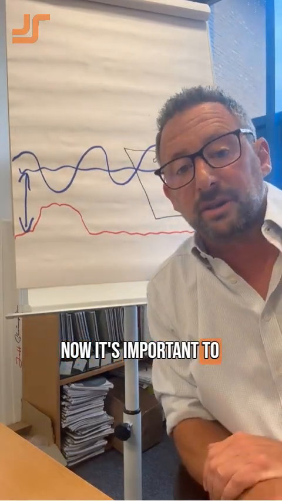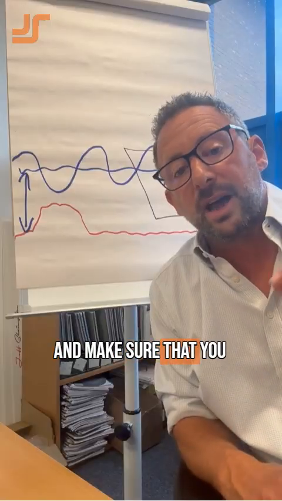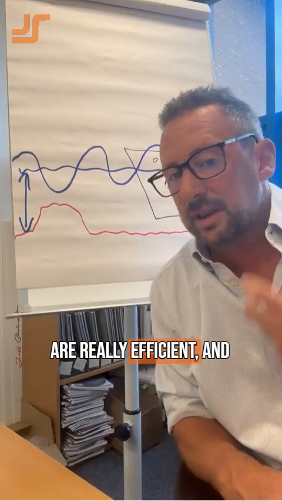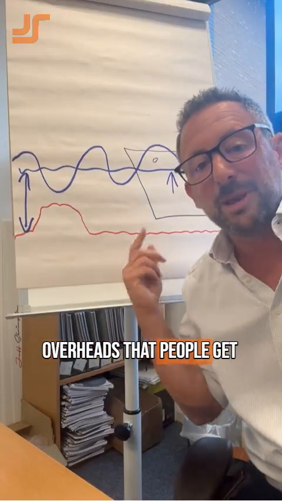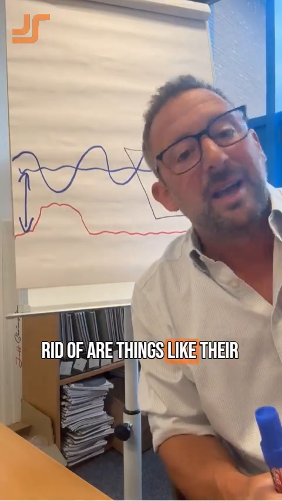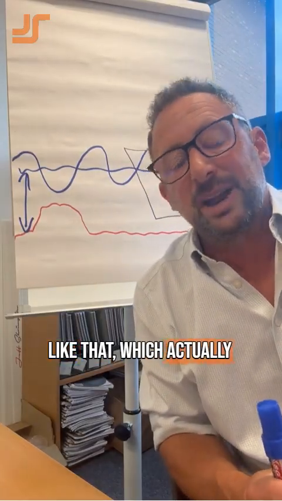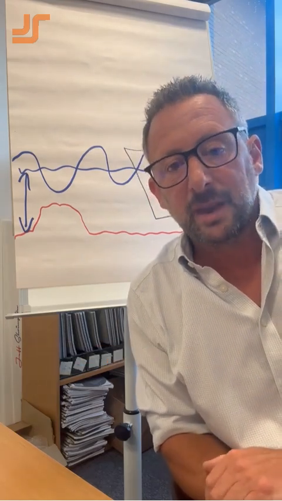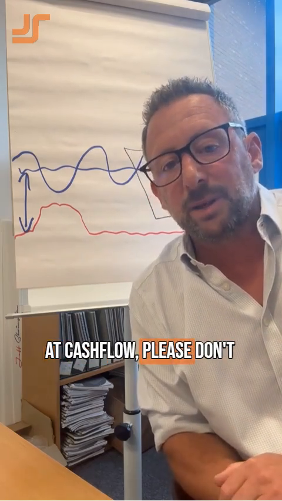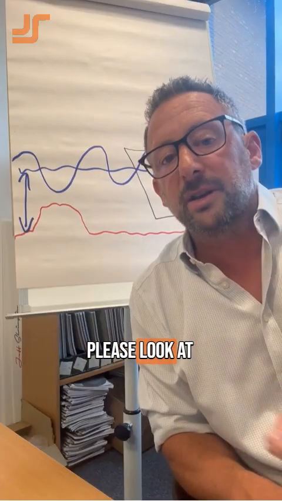Now, it's important to check your overheads and make sure that you are really efficient and, of course, get rid of stuff that you don't need. But quite often the overheads that people get rid of are things like their marketing budget and things like that, which actually has then a knock-on effect going on into the business. So when you are looking at cash flow, please don't just look at overheads, please look at the whole thing.